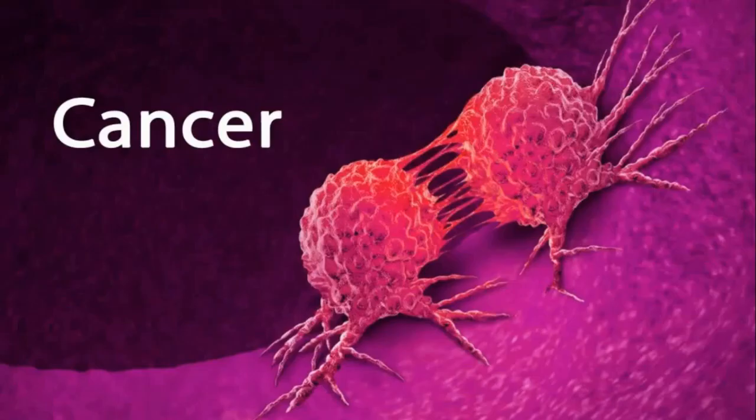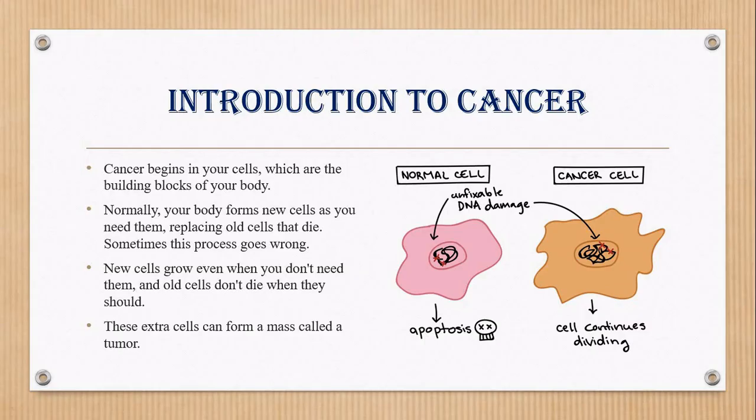Today we are going to study a very important topic of interdepartment subject, which is cancer. Introduction to cancer. Normally, your body forms new cells as you need them, replacing old cells that die. Sometimes this process goes wrong. New cells grow even when you don't need them, and old cells don't die when they should.